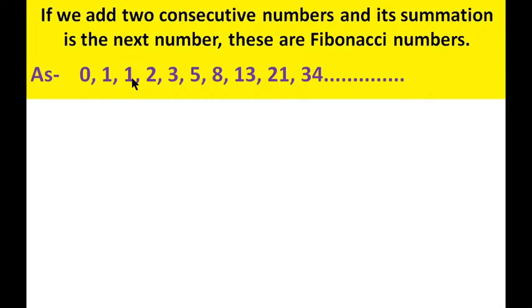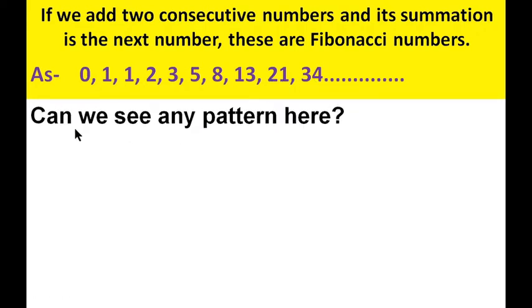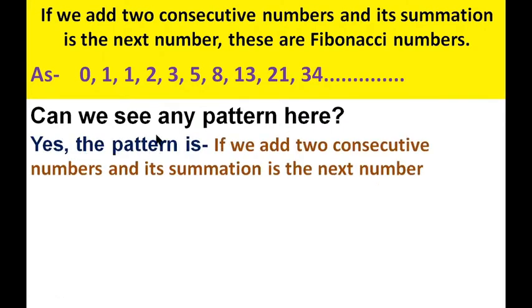0 plus 1, that means 1, 1 plus 1, that means 2, and 2 plus 1, it will be 3, 3 plus 2, 5, 5 plus 3, 8, 8 plus 5, 13, and 13 plus 8 it will be 21, and 21 plus 13 it will be 34, and 34 plus 21 it will be the next number. What can we see? Can we see any pattern here? Yes, we can see a pattern here. The pattern is, if we add two consecutive numbers, we can get the next number.